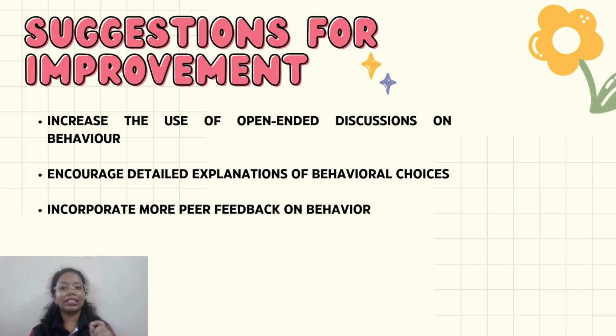Next, encourage detailed explanations of behavioral choices. Instead of simply praising good behavior with "good job," ask students to reflect on and explain their actions. For example, if a student helps clean up the classroom, we as educators can ask, can you explain how your cleaning up helps our classroom stay organized? How does it help us?